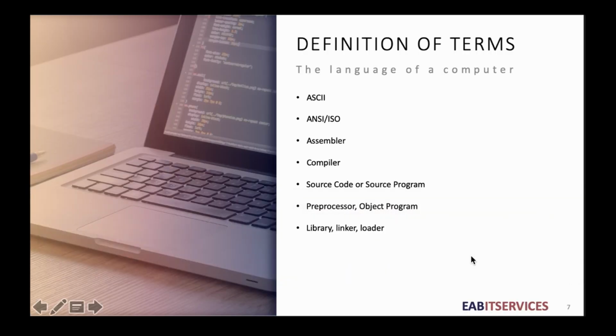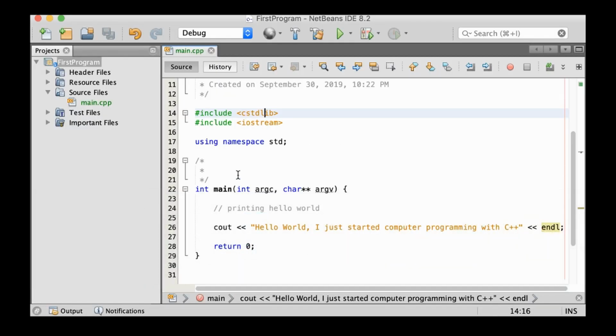We also have library, linker, and then loader. Now, a library is pre-written code that comes with a programming language. So when you look at this #include statement saying cstdlib, this #include is a preprocessor directive that is telling our object program.